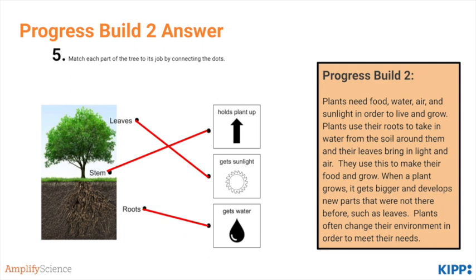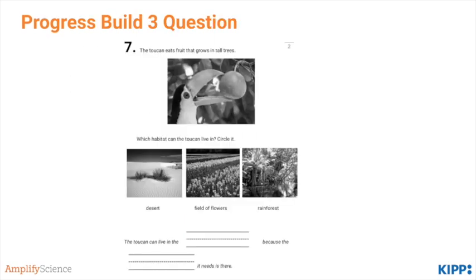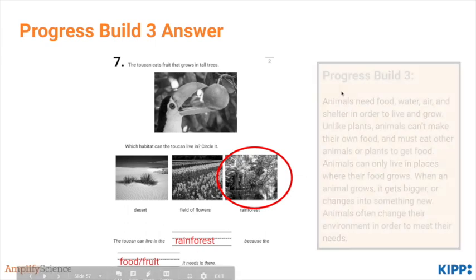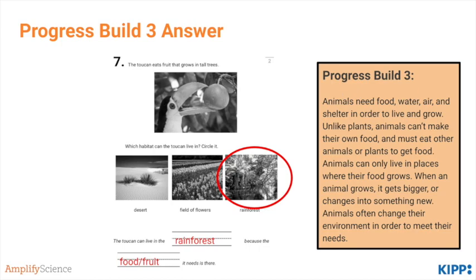Pause now. And here's a question that assesses Progress Build 3. Take a minute to answer it, pausing now. And here's the answer for this one as well. Students should notice that only the rainforest has tall trees in the picture, and tall trees are where the fruit grows. So students should be able to write or verbally tell you the answers to this question and fill in the sentence there. Once again, here's Progress Build 3.